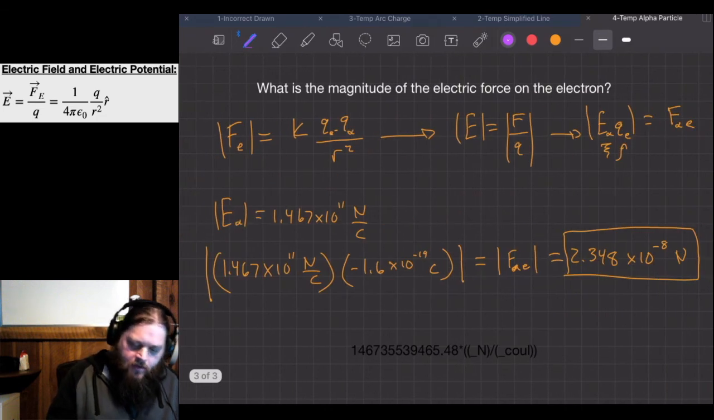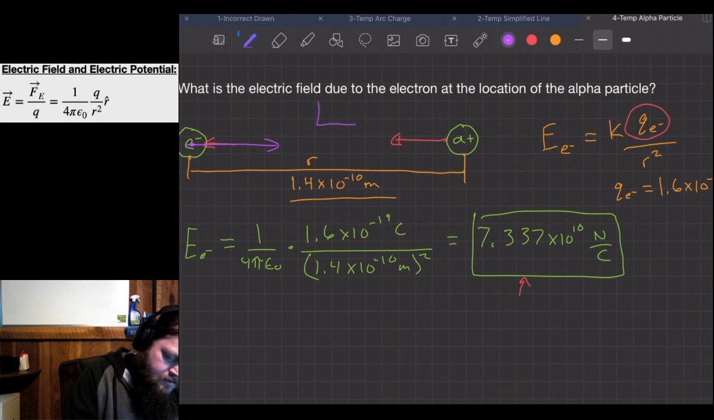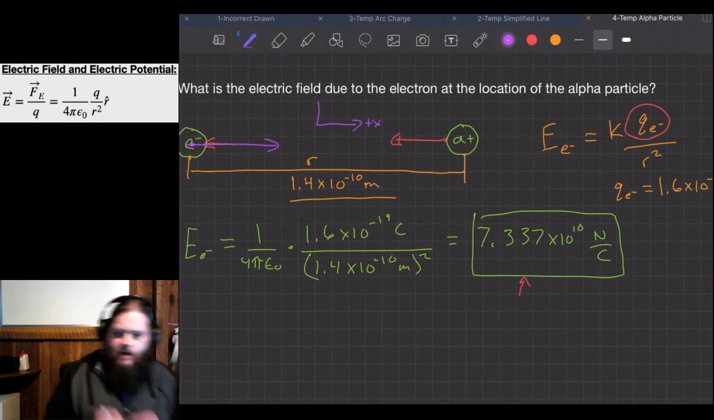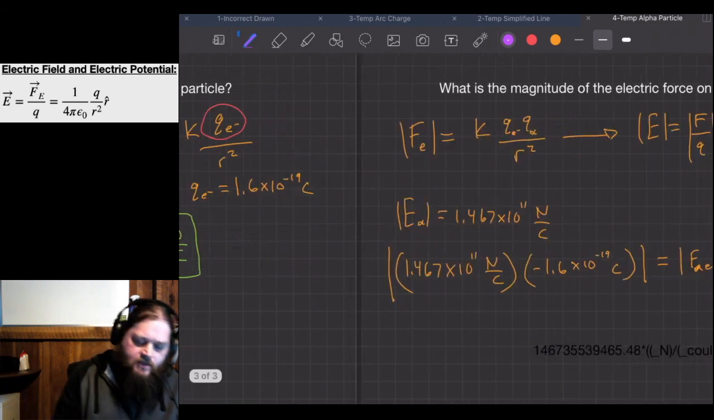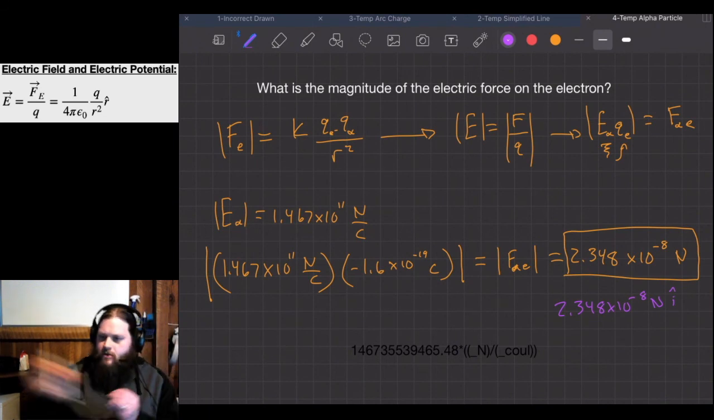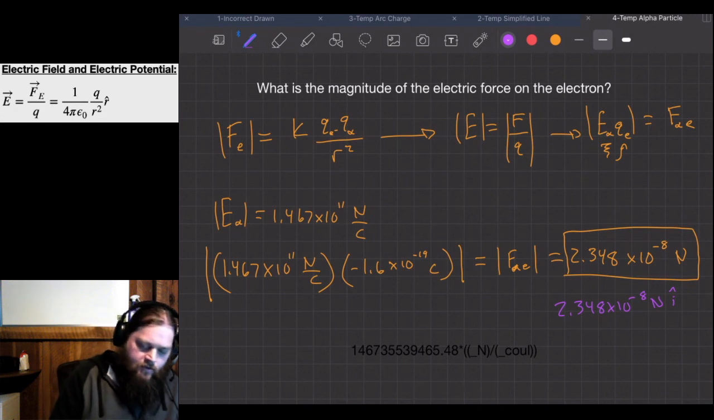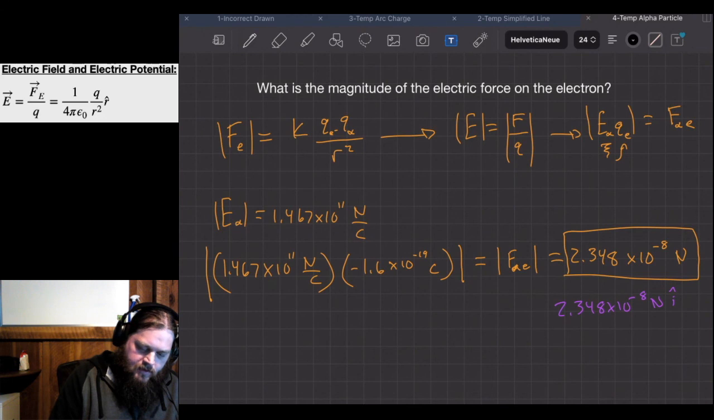So we know, in this case, if we drew our axes where the positive x is this way, then we're going to have a force in the positive direction. So it would be 2.348 times 10 to the negative 8 newtons in the i hat direction, going along that x-axis, which is really the axis between the two particles.